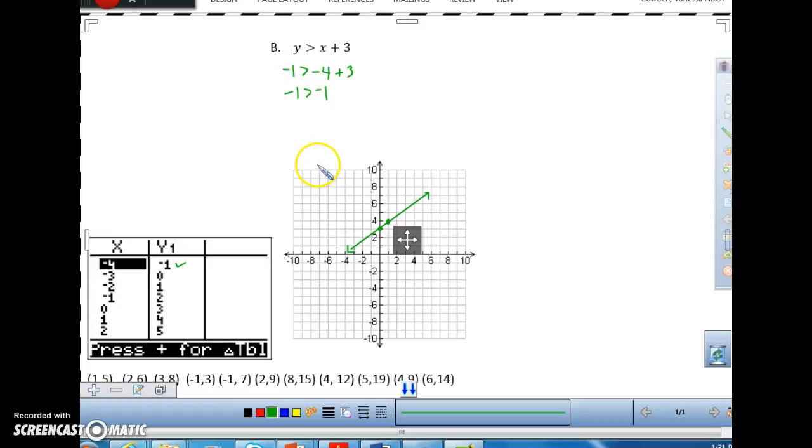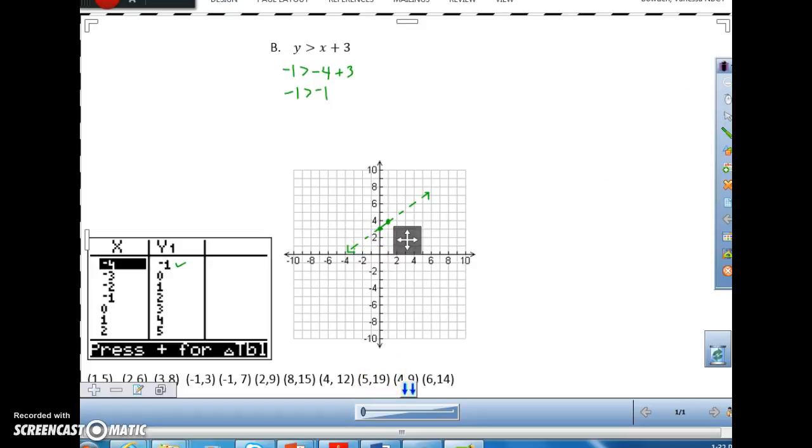Is -1 bigger than -1? No, it's not. Okay, so that is not on our line. So I need to take that off. And so to represent, in fact, none of these points will actually be on this line when we go to plug them in. So instead of drawing a solid line, we're going to do a dotted line. So we're going to make this dotted in because none of the points on the line make the inequality true.